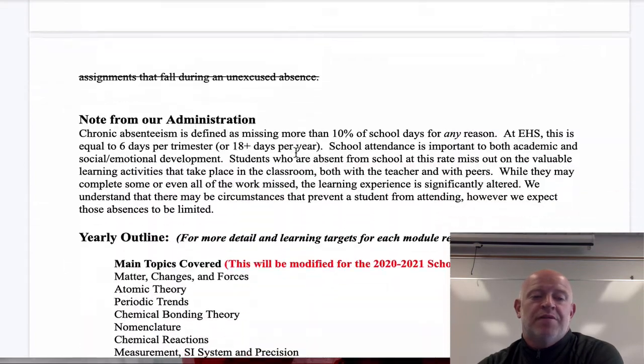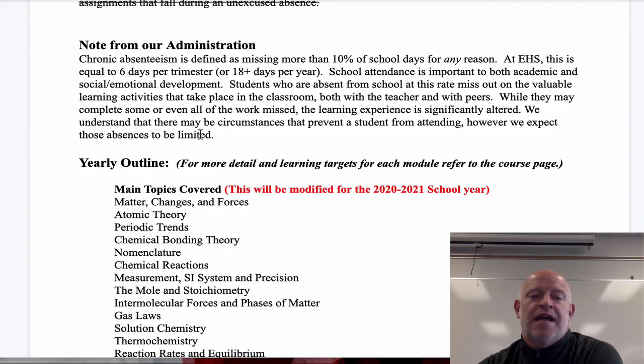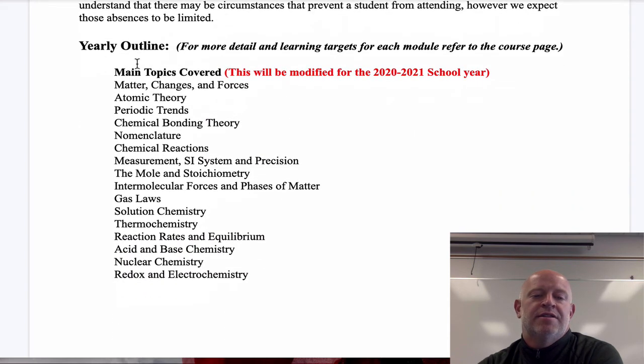This stuff doesn't apply anymore. This is like absenteeism. It's more from the administration. They make me put it in here. And this is our main topics we've covered.